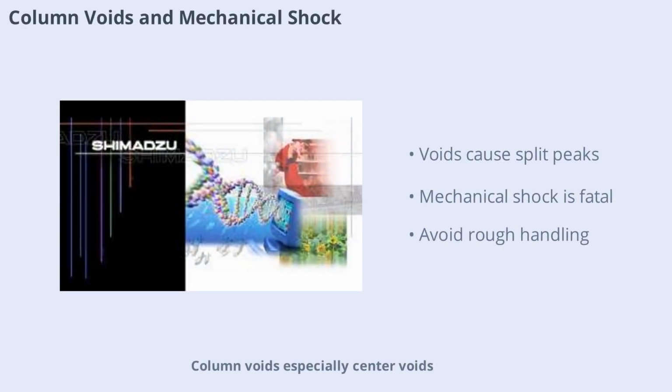Column voids, especially center voids, are fatal to column performance and cause split peaks. Mechanical shocks like dropping the column, banging it around, or releasing pressure suddenly can create these voids. Every peak may start to look like a rabbit ear, signaling a serious problem.